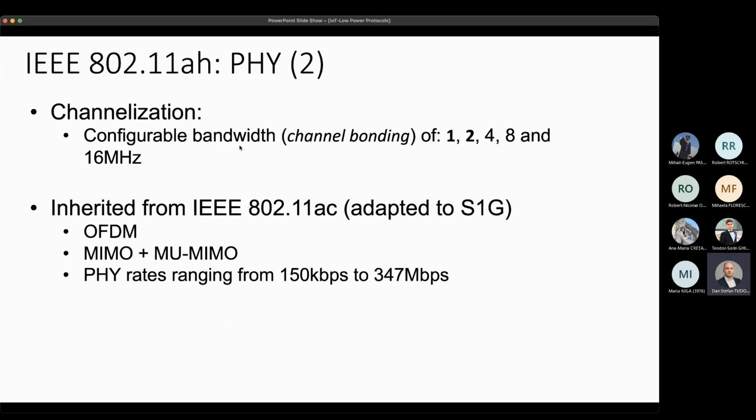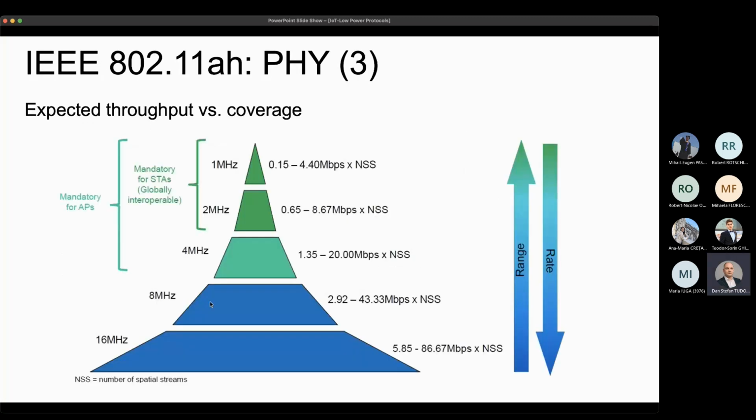You have different channels, of course, within this range. So you have a configurable bandwidth of 4 channels of 16 megahertz each. And these are inherited from 802.11ac. There are different modulation schemes. This is, let's say, the pyramid of throughput and coverage from different frequency ranges of the channel and the data rate. So, of course, a larger channel implies a better data rate. A shorter channel of communication means a smaller data rate for communication.